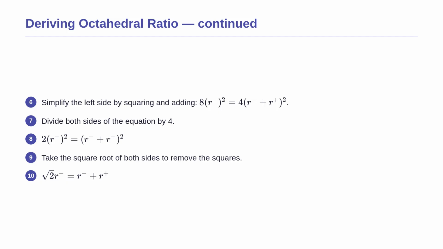Continuing with our derivation, we simplify the left side. Squaring 2r minus gives 4r minus squared, and adding 2 of them gives 8r minus squared. On the right side, we factor out the 2 before squaring to get 4. Next, we divide both sides of the equation by 4 to make it simpler, leaving us with 2r minus squared equals r minus plus r plus all squared. To remove the squares and find a linear relationship, we take the square root of both sides.